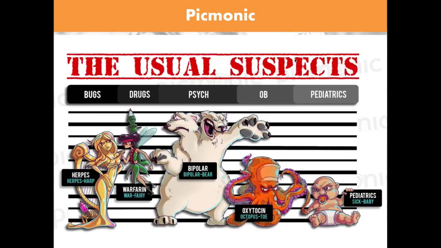This slide here is going to help you understand that we really value character consistency. So if you see herpes in one Picmonic, you're going to see it in another Picmonic too, and we always use these characters. So once you learn herpes as the harp or warfarin as the warfairy, you're going to be able to identify it, and it's going to have that quick recall that much faster when you see it again in a different drug or a different disease or different pathophysiology Picmonic.